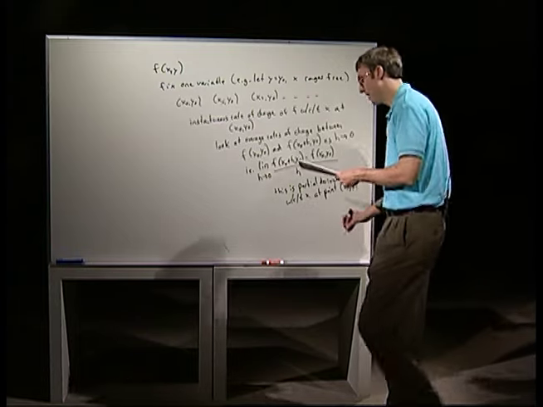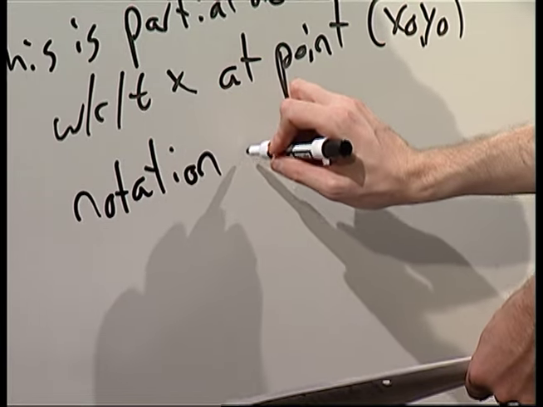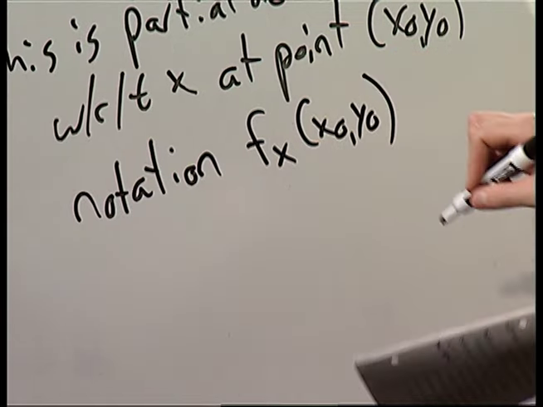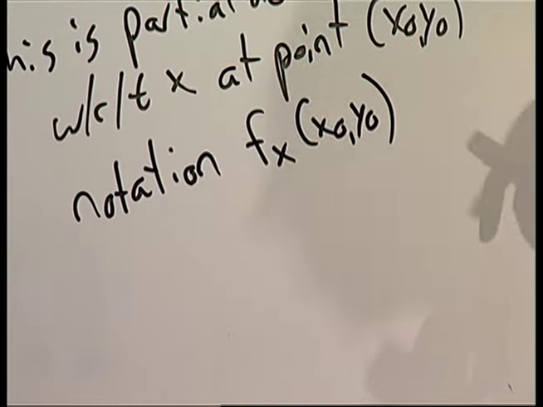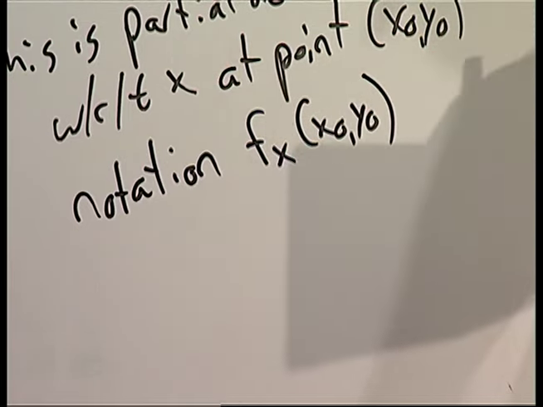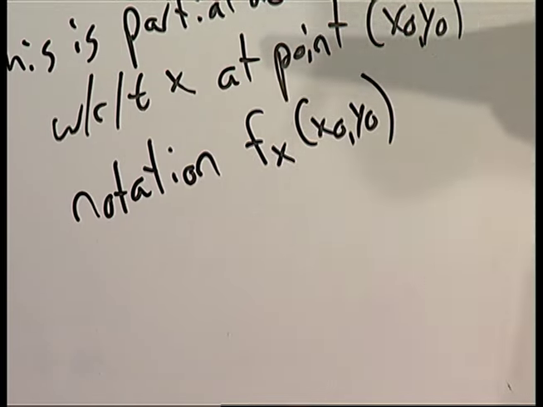There are various notations here. We'll talk about them in a minute. One notation here is this f sub x. Right? So we used to use f prime and things like that. Now we use f sub x to indicate partial with respect to x. And f sub y would be with respect to y.